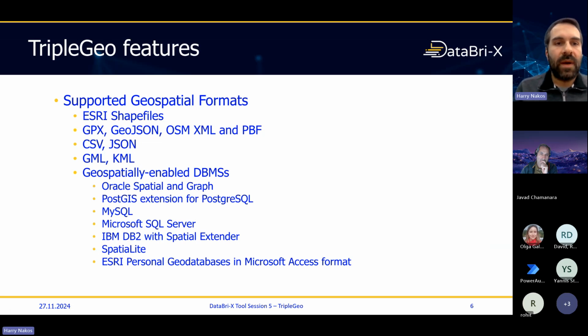The list of supported formats are shape files, GPS exchange files, GeoJSON, OpenStreetMap XML and binary, PDF, CSV and JSON, GML and KML, originally by Google, and various geospatially enabled database management systems like Oracle Spatial, Postgres, as we already mentioned, MySQL, Microsoft SQL Server, DB2 with the spatial extender, SpatiaLite as the spatial variant of SQLite, and also geodatabases in Microsoft Access format.